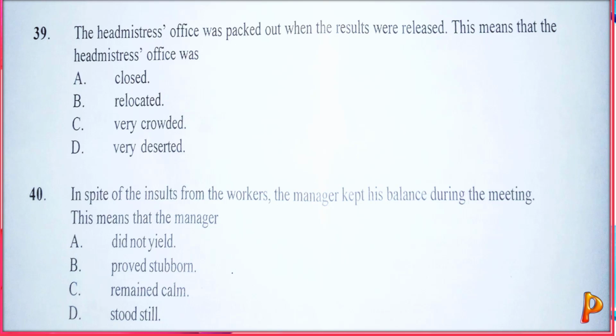Question 40. In spite of the insults from the workers, the manager kept his balance during the meeting. This means that the manager A. did not yield, B. Prove stubborn. C. Remain calm. D. Stood still. The correct answer to this question is answer C. In spite of the insults from the workers, the manager kept his balance during the meeting. This means that the manager remained calm.